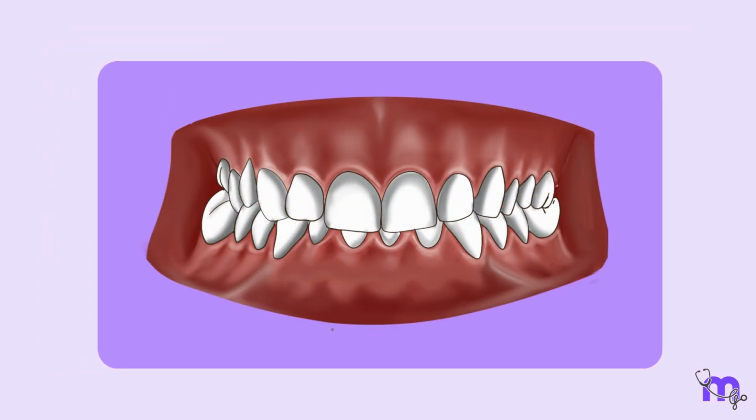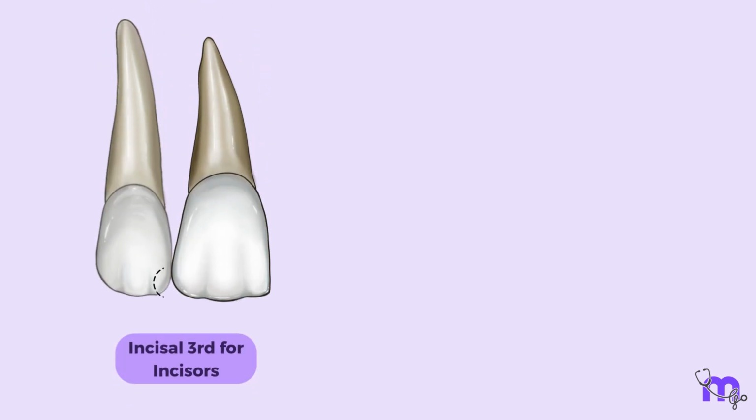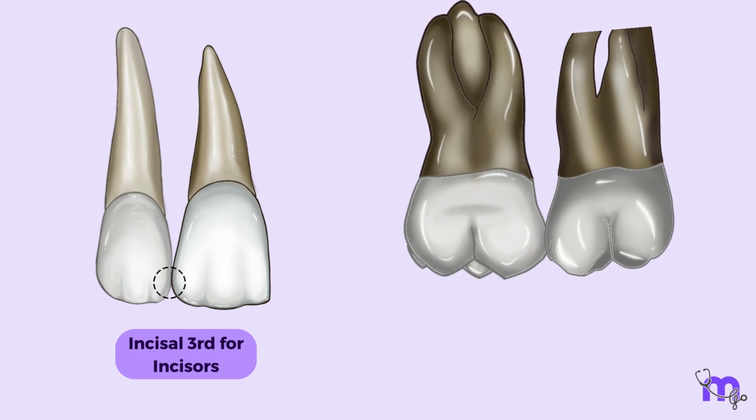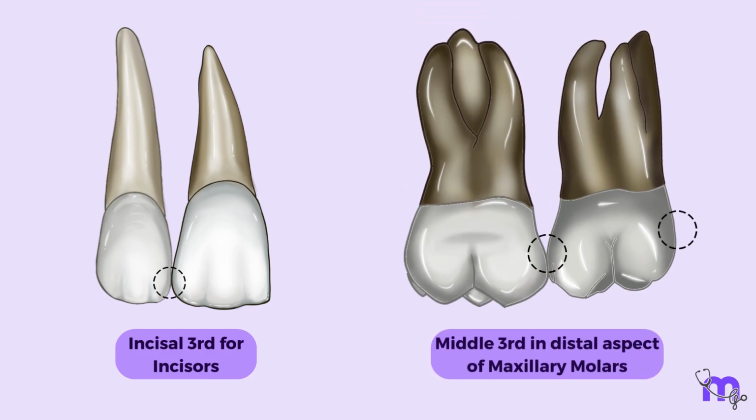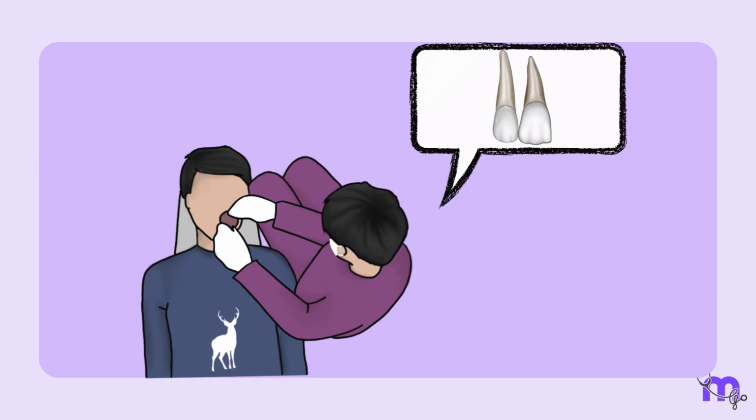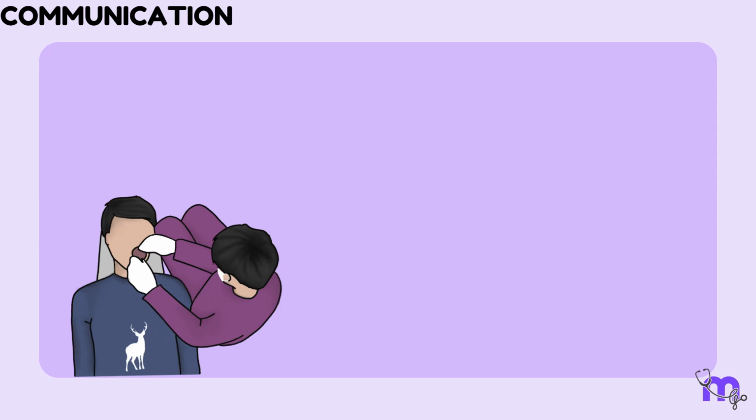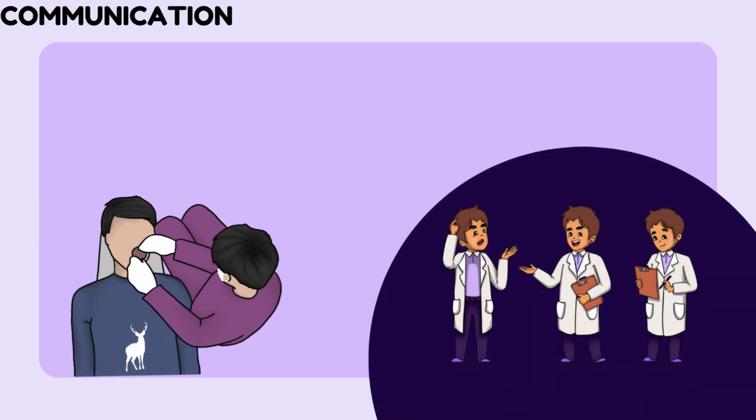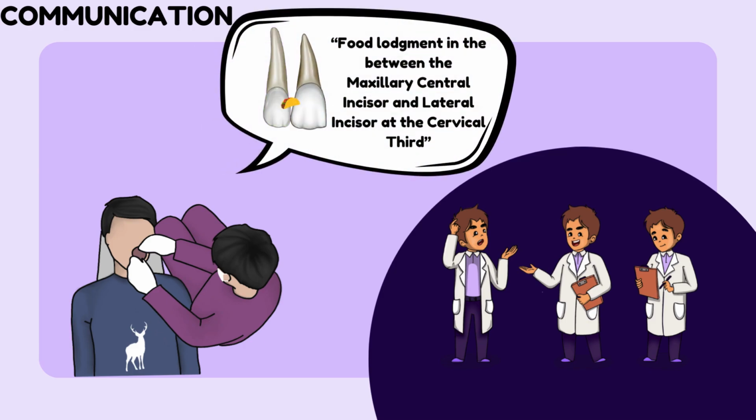The crown of the teeth meets the neighboring tooth at a specific location called contact point. This is, for example, located at the incisal third in the incisors, middle third in the distal aspect of the maxillary molars. When restoring the teeth, it is imperative that we reproduce the same. If we know the normal, we can restore it optimally. Also, if there is some abnormality to be communicated to your colleagues, we may use these terms. For example, Agent Vinod has a food lodgement in the middle third of the maxillary central incisor.